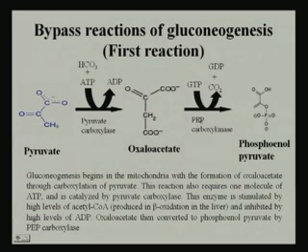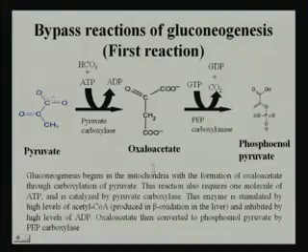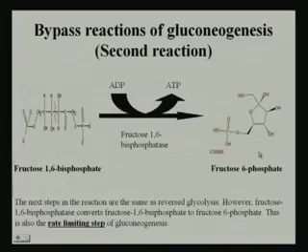This enzyme converts oxaloacetate to phosphoenolpyruvate, and one molecule of GTP is converted to GDP, and one molecule of carbon dioxide is produced in this reaction. That means this is a decarboxylation reaction going on during conversion of oxaloacetate to phosphoenolpyruvate. This is the first step, the bypass, which is not there in the glycolytic process.